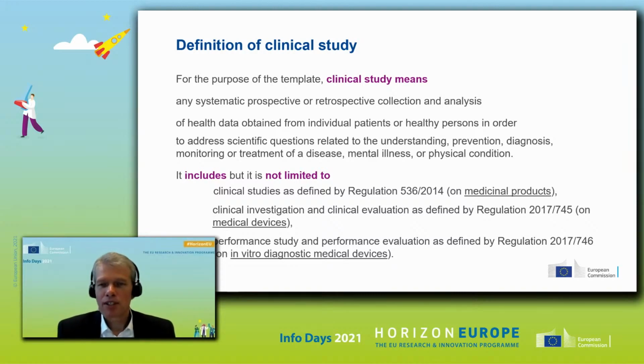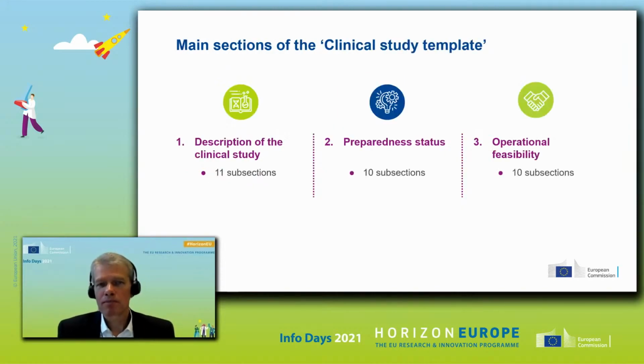There are three main parts of this template. And each of these parts has a similar number of subsections. As you can see, it's anywhere from 10 or 11 subsections. The first main part is about describing the clinical study. The second big part is about preparedness status. And the third part is about operational feasibility.